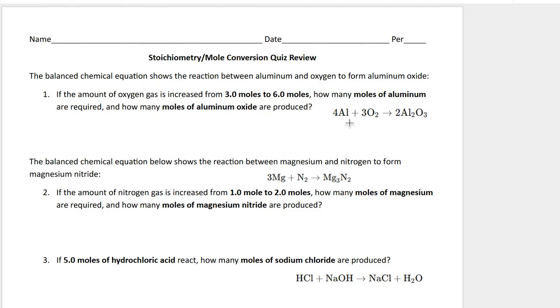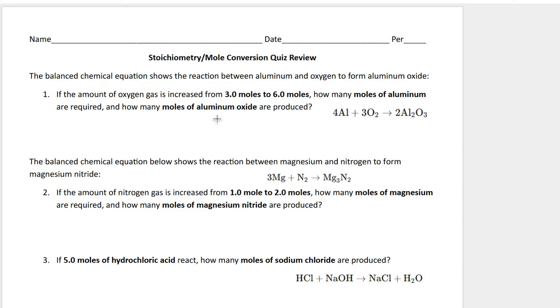All right, so here we got our balanced equation for aluminum reacting with oxygen gas to form aluminum oxide. So it's already balanced. 4 moles of aluminum will react with 3 moles of oxygen to make 2 moles of aluminum oxide. Now the question is asking, what if we increase the amount of oxygen from 3 moles to 6 moles? How many moles of aluminum would be required to get a full reaction, to not run out of one of these reactants? Remember, the reactants are what's on the left of the arrow. The products are what's on the right.